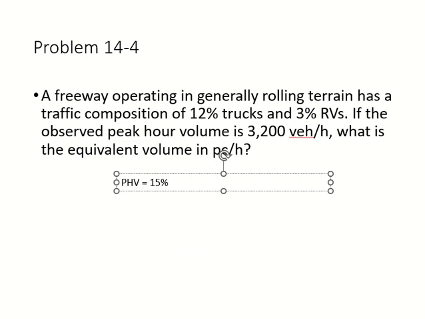Now they are saying that the volume observed is 3,200 vehicles per hour, and these vehicles per hour include the 15% heavy vehicles as well. What is the equivalent volume in passenger cars per hour? So we need to convert this 3,200 vehicles per hour into passenger cars per hour. Clear? There are two ways to do this. One is using FHV.